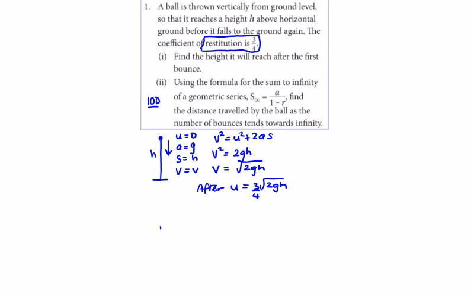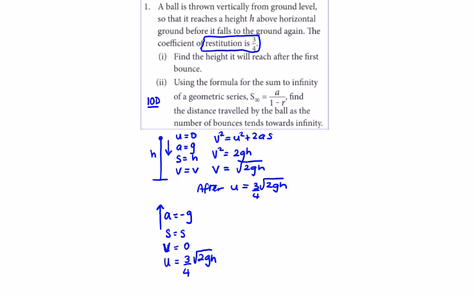So now we have the ball going back up in the air. So acceleration this time is minus g. We're looking for the distance that it's going to travel. We know that it's going to stop when it gets to the top of its travels. So that will be my final velocity. My initial velocity is what it now is after the coefficient of restitution has been applied: 3/4 of the square root of 2gh.